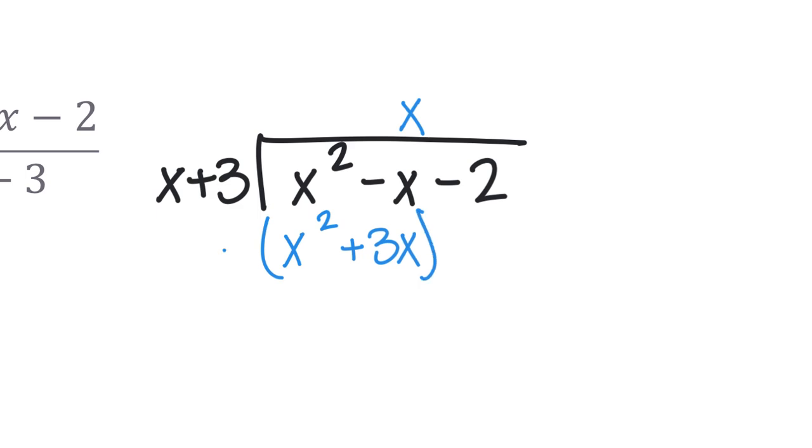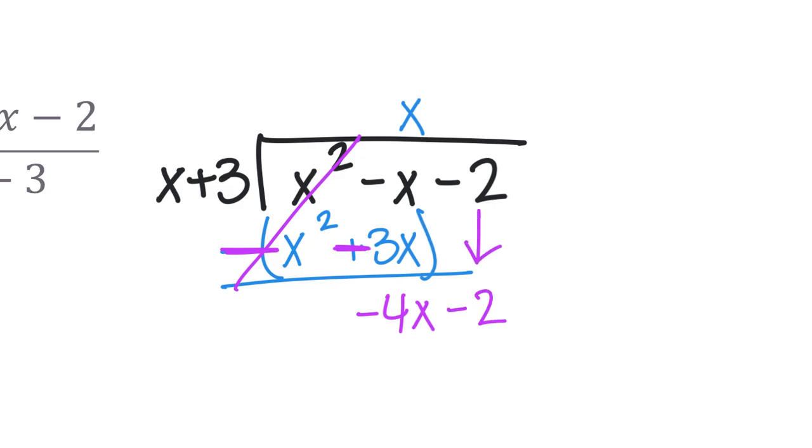Next, I'm going to go ahead and subtract. And don't forget, because I'm subtracting, all my signs are going to change. So now this is going to be a minus x squared, or negative x squared. This is going to be a negative 3x. These are going to cancel. And what's negative x minus 3x? Negative 4x. Again, you have to remember rules of integers, combining like terms. Then I'm just going to bring down my next term, which is negative 2.